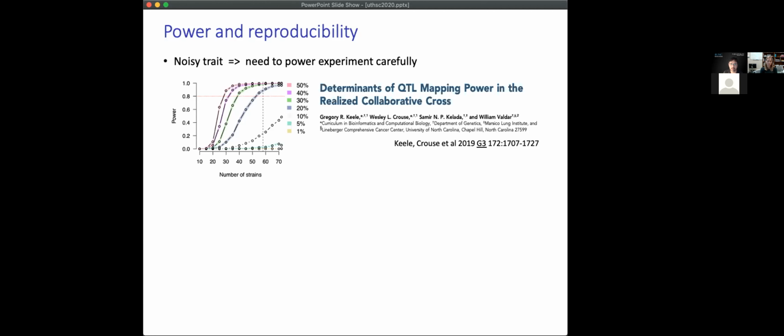Once you've got 5 replicates for 50 strains, you're not talking about a lot of mice, and you've got pretty good power to find QTLs.